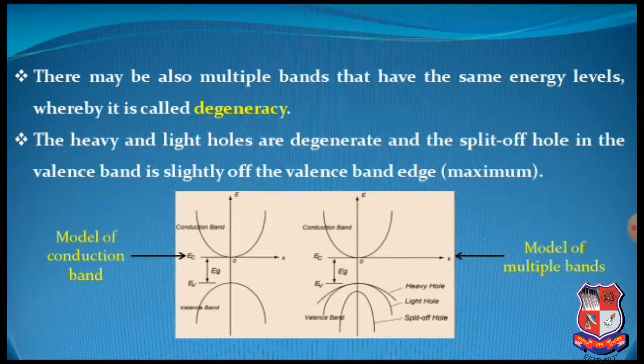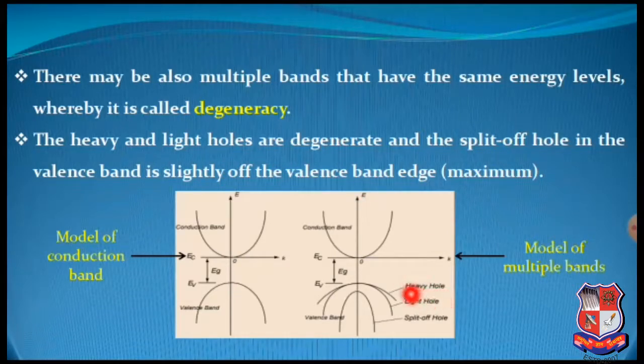So instead of the well-known two valence and conduction bands, in some kinds of material you will also experience the existence of different bands, because the holes inside the valence band exhibit different masses, but there is no energy gap. The energy of all these bands, where you are identifying the heavy hole, light hole and split-off hole. The heavy and light holes are degenerate, and the split-off hole in the valence band is slightly off the valence band edge, that is the maximum.